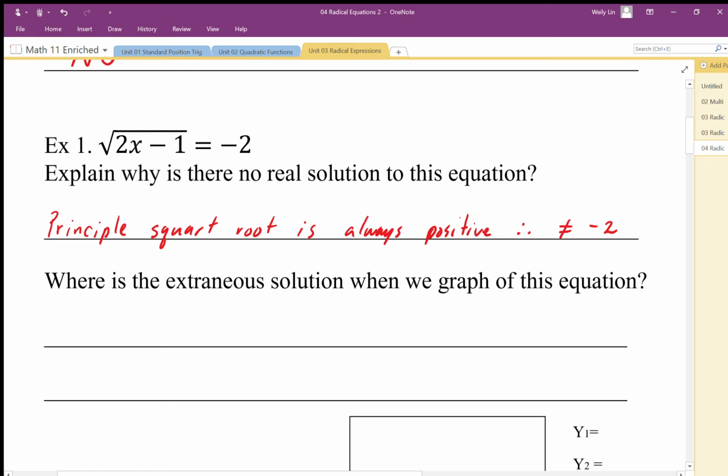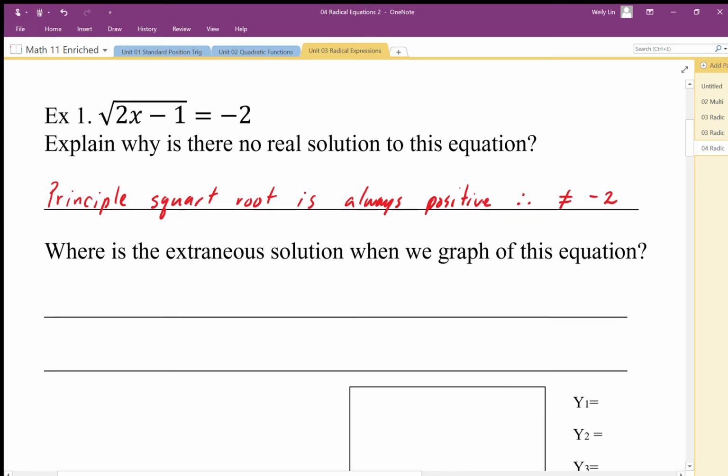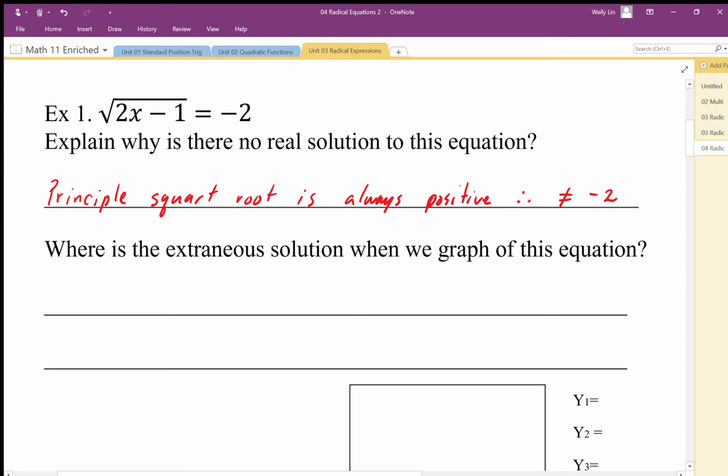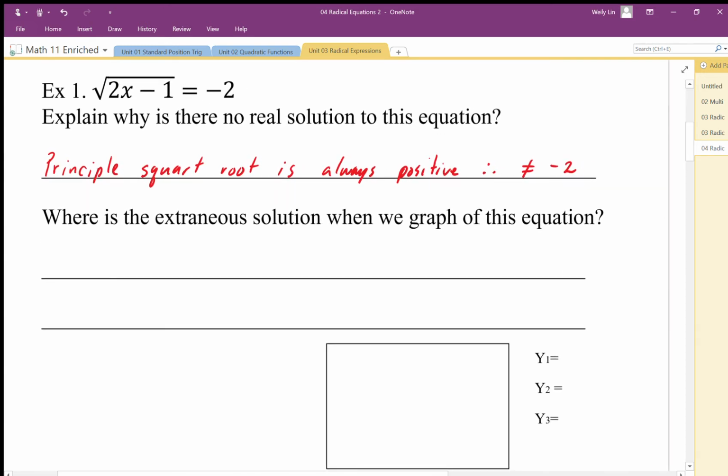It's not possible. So if I were to graph this, where would the extraneous solution show up? We should start getting an idea of what these radical equations look like. I'm going to graph the square root of 2x minus 1, and I'll also graph -2. When we graph this, what does it look like? If we graph y equals -2, that's pretty straightforward. It's going to be a horizontal line at y equals -2.